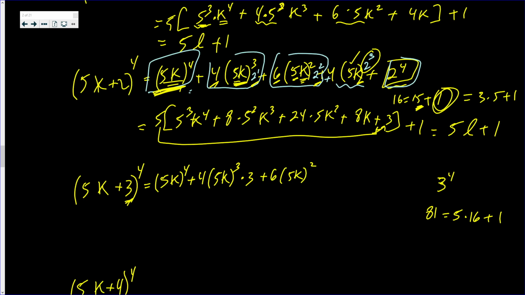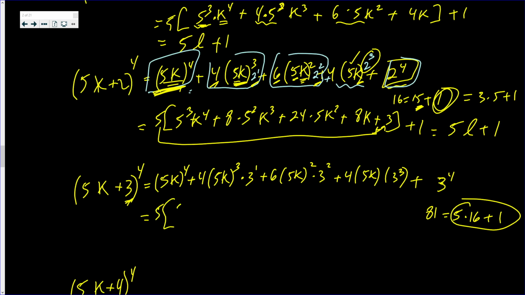5k dropped the power of 3 was 1, now it's 2. Plus 4 times 5k to the 1 times 3 cubed plus 3 to the 4th, which is this number. That's important. 3 to the 4th is that number. So we can factor out a 5.